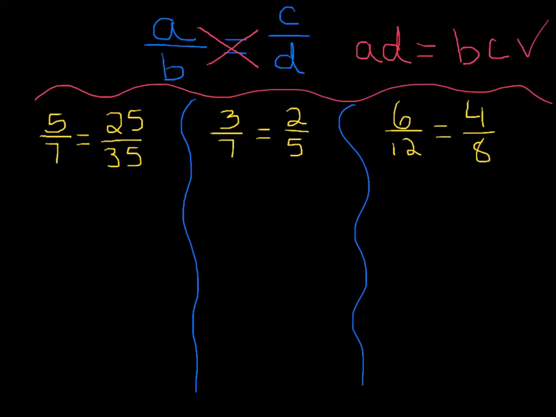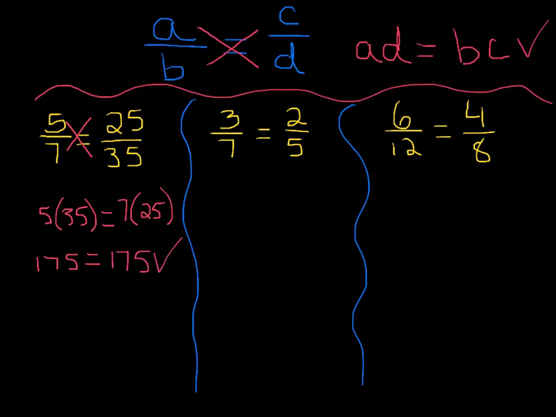So on this first example, we're going to do 5 times 35, and 5 times 35 equals 175. And we're going to see, is it equal when you do 7 times 25? 7 times 25 is 175. So because both are equal, that means yes, those two fractions are proportional.